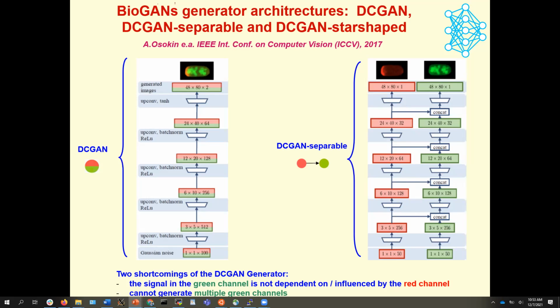And the red channel, basically, when we generate, would be random, but at least the green channel should be at the same stage of the growth cycle. And the star-shaped architecture is very similar to separable, but instead of one green channel, we will use 6 or however many we want to use. So generation of the red channel is still independent of any green channels, but every green channel would be dependent on generation of the red channel.